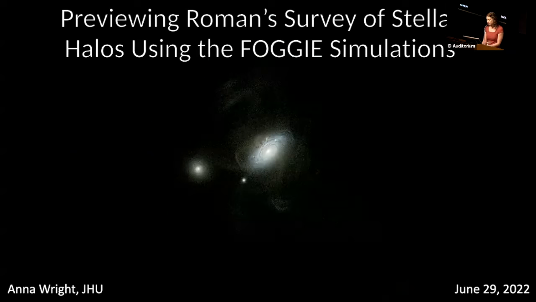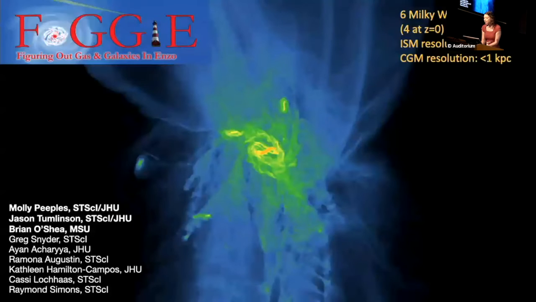I've specifically been examining stellar halos in the FOGGIE simulation suite. FOGGIE, as you can see in the upper corner here, stands for Figuring Out Gas and Galaxies in Enzo. I've listed my collaborators on this project on the bottom here. Most are at Johns Hopkins or Space Telescope, although part of the FOGGIE team is also at Michigan State University. Currently, we have a suite of six roughly Milky Way mass galaxies run with Enzo, and what makes these simulations kind of unique is that we focus a lot of our resolution power on the areas around the galaxies rather than just in the disks.